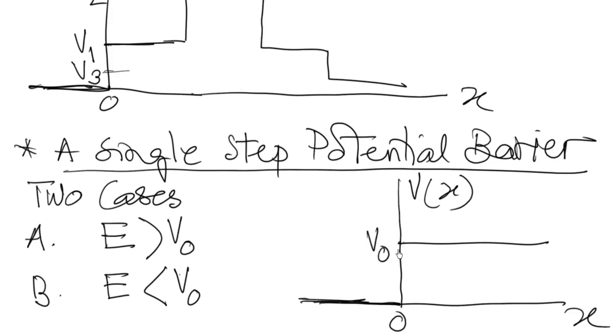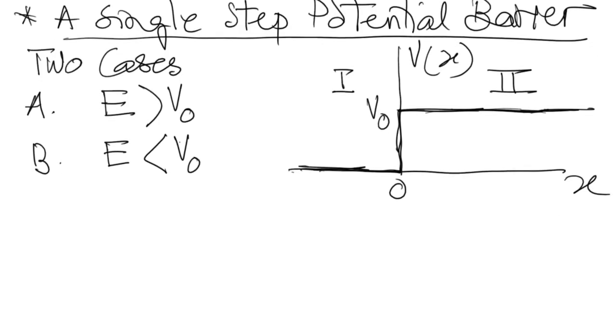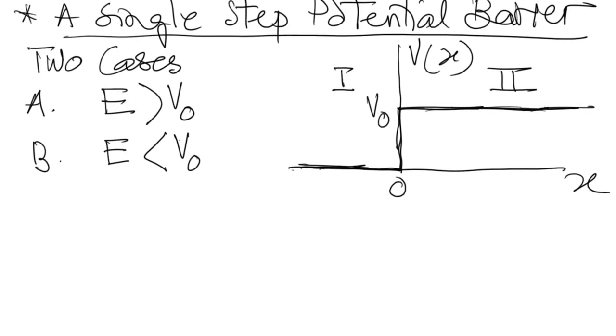This is our single step potential barrier. We have two regions here, region 1 and region 2. In the region when x is from minus infinity to 0, the potential energy is 0, and when x is 0 to infinity, the potential energy is V naught. This is known as a single step potential barrier. First we discuss case A.